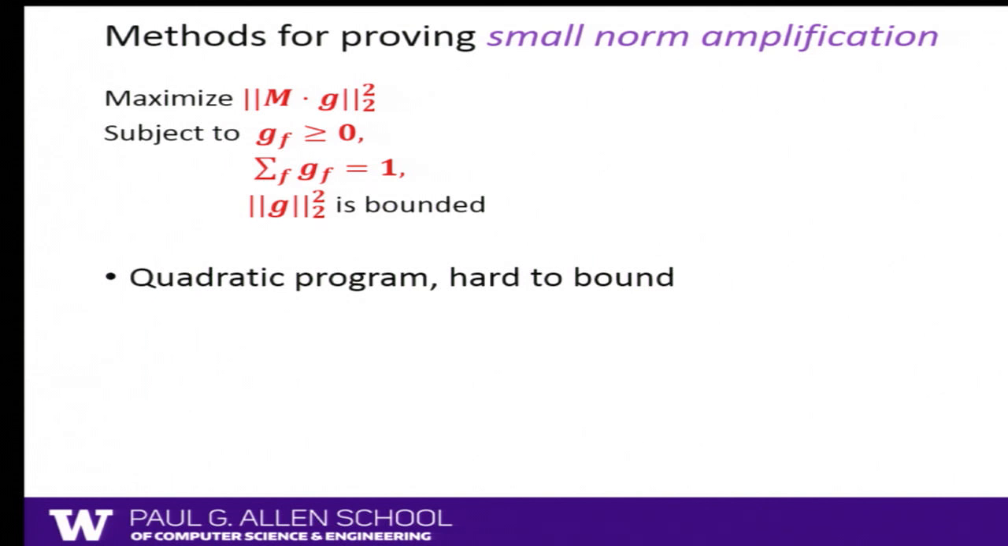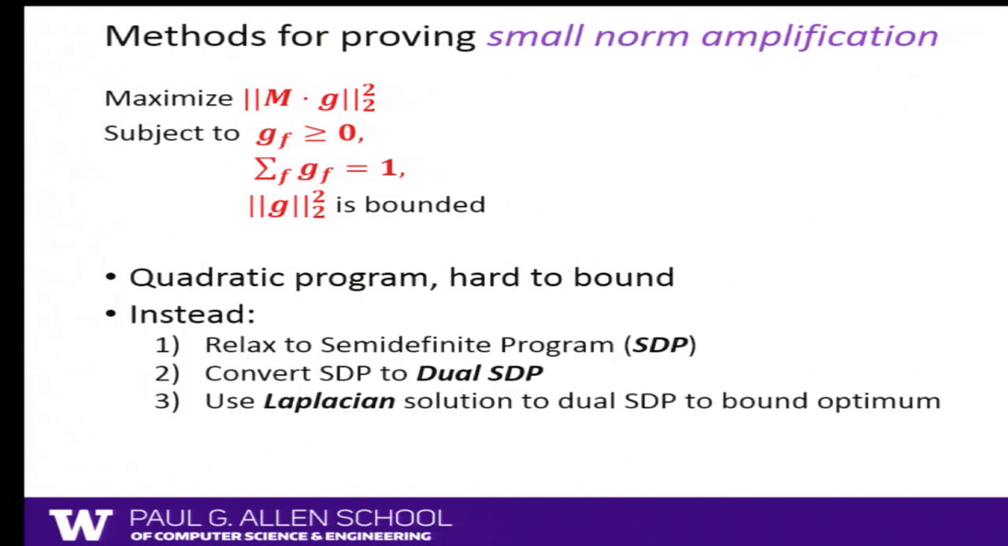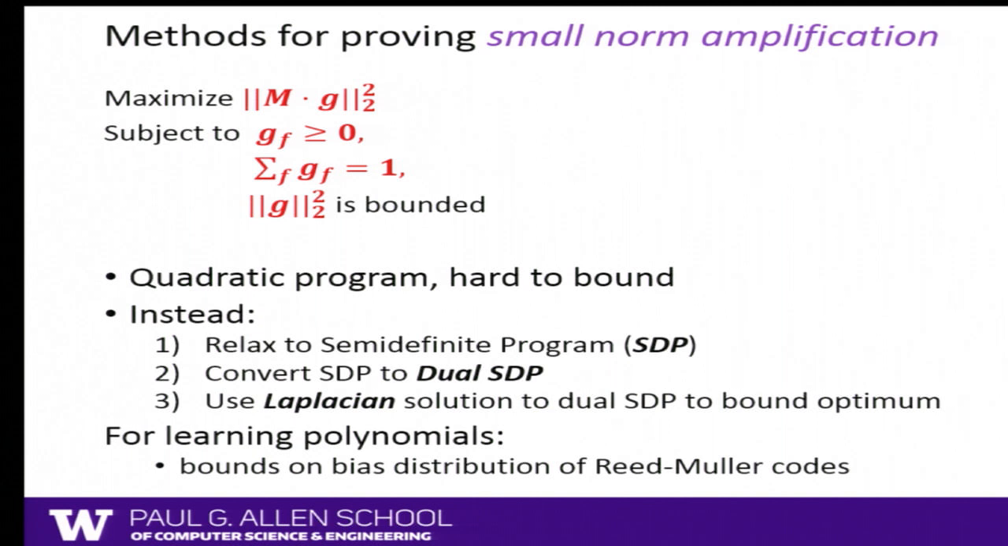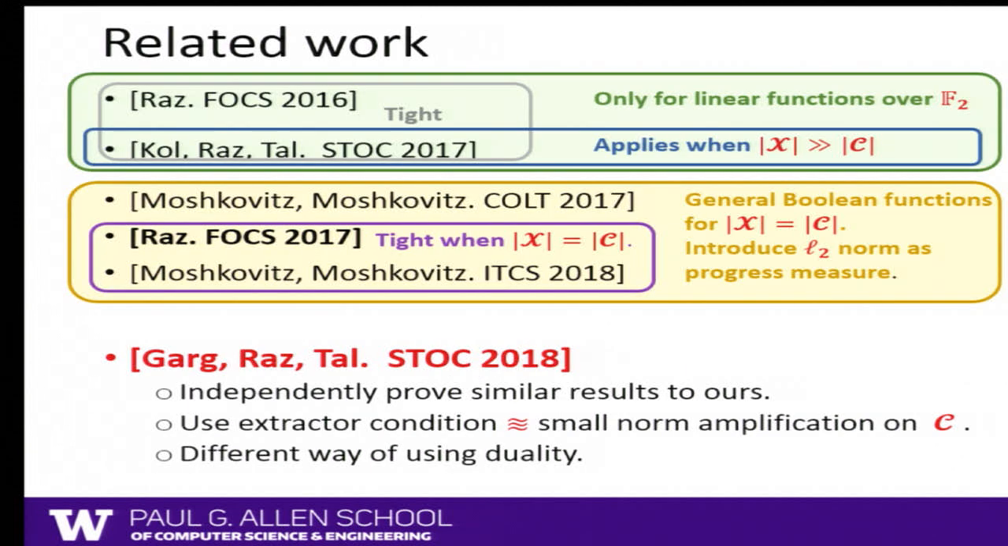So what we do is we first relax this quadratic program to an SDP, and we work on the dual SDP. And finally, we can apply a special type of solution, a Laplacian solution, to the dual SDP, so that we can have an upper bound on the original program. And in order to get results for polynomials, we apply bounds on the bias distribution of the Reed-Muller codes.